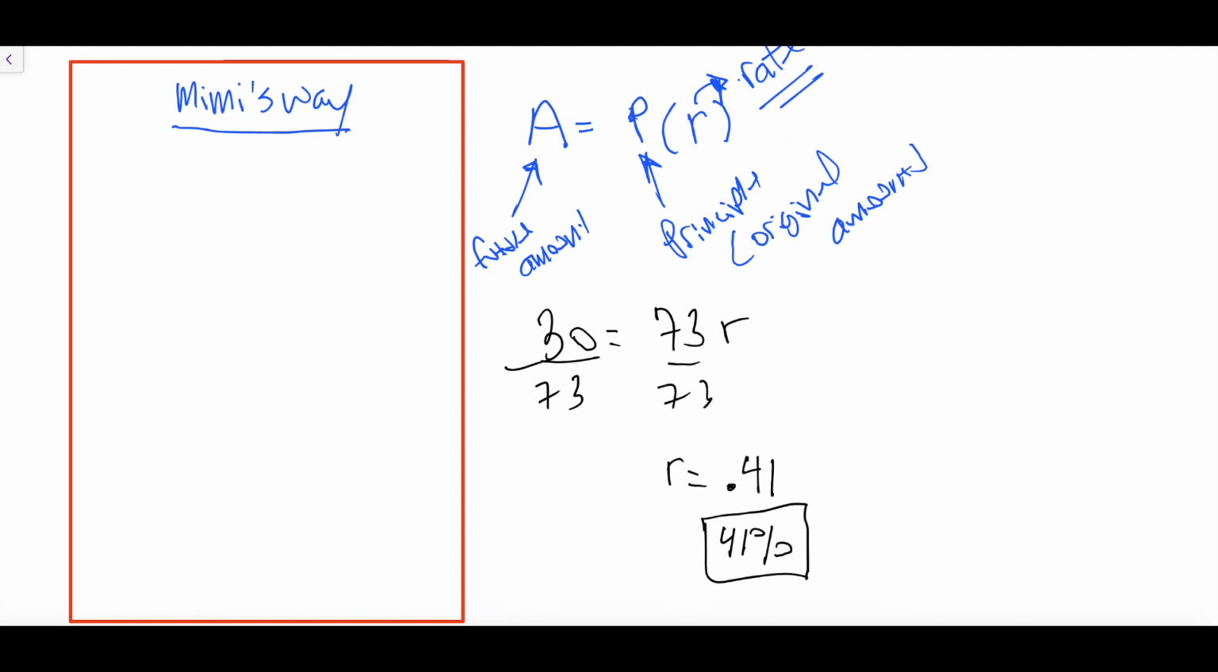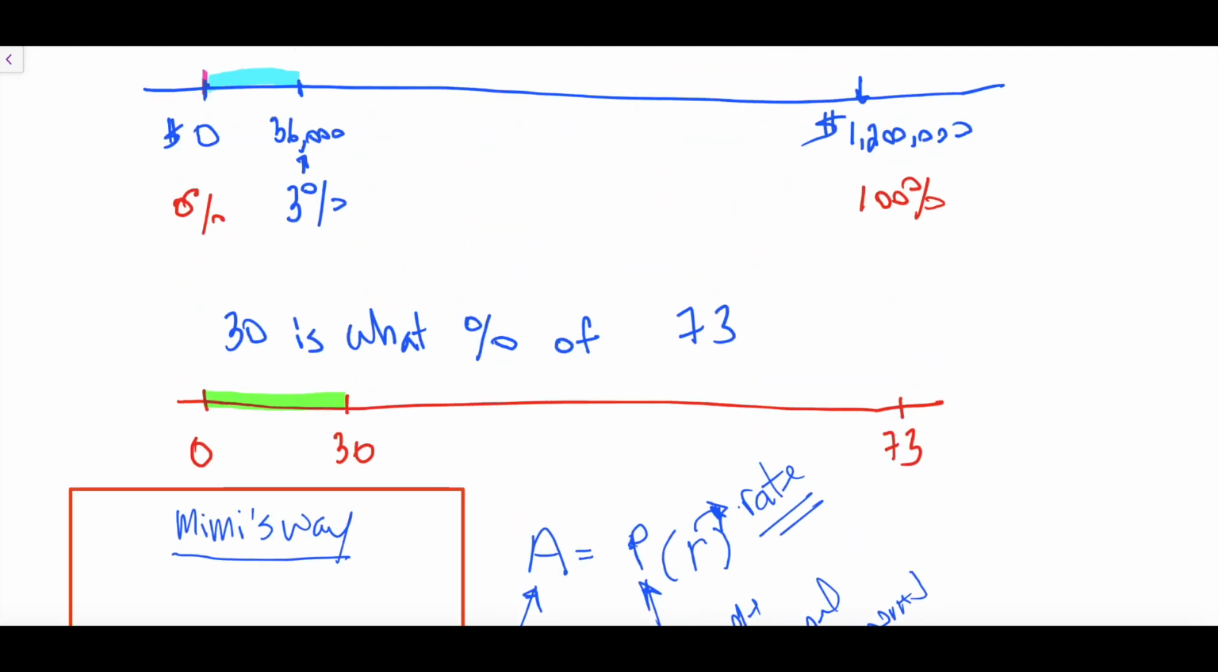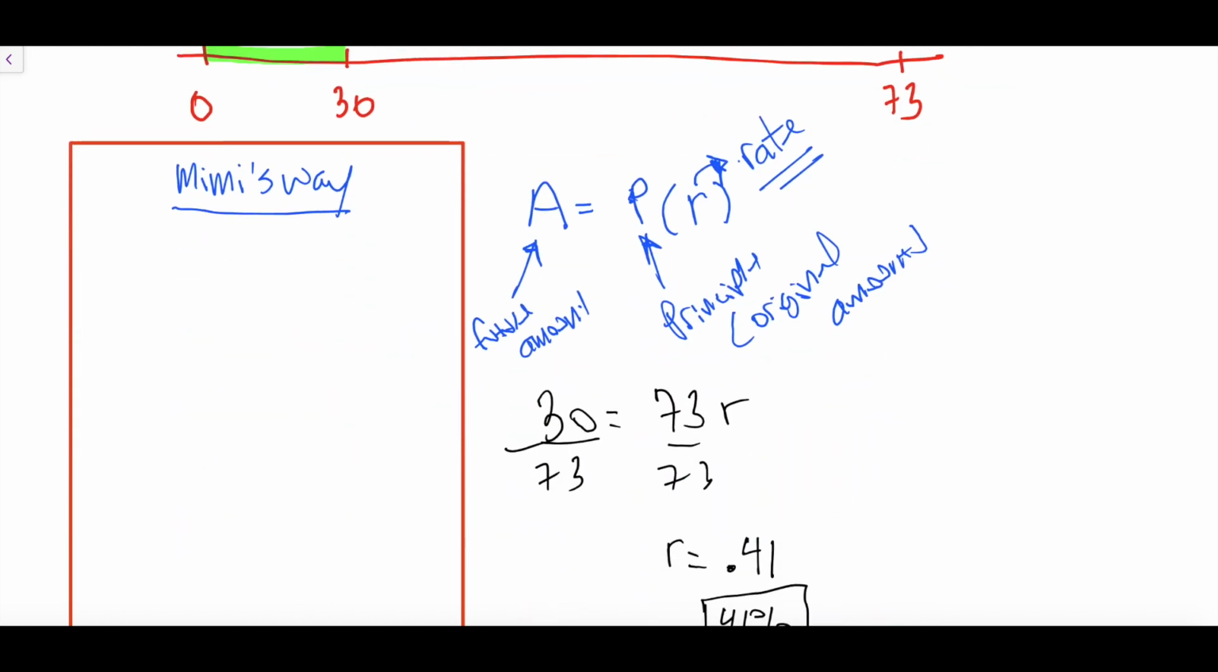So she whispers to herself as she's trying to do this problem. In fact, I'm going to write the problem down. 30 is what percent of 73? So she's reading the problem. 30. My worry with this is that I'm going to forget which ones go with each. Oh, it's okay. You'll get practice. 30 is what percent of... So she's reading this problem.